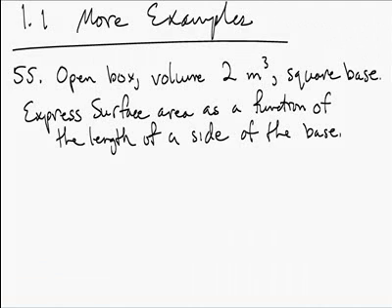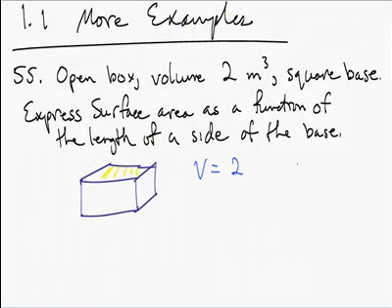Let's look at number 55 out of your book. We have an open rectangular box with a volume of 2 cubic meters. So a good thing to do is to draw a picture and try and get an idea of what's going on here. Here's a box, and remember, it's open on the top here. So this top part is open, and we know that the total volume, V, is equal to 2 cubic meters. So volume is equal to 2.